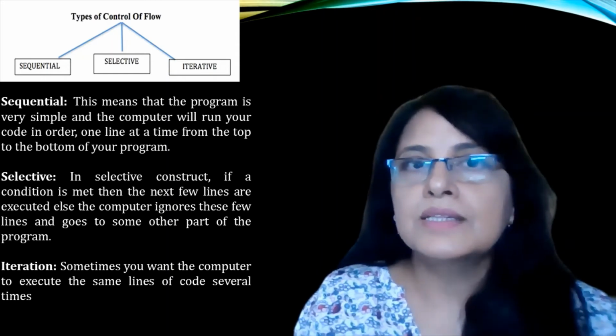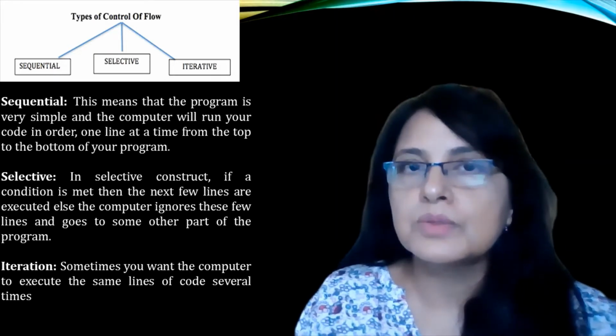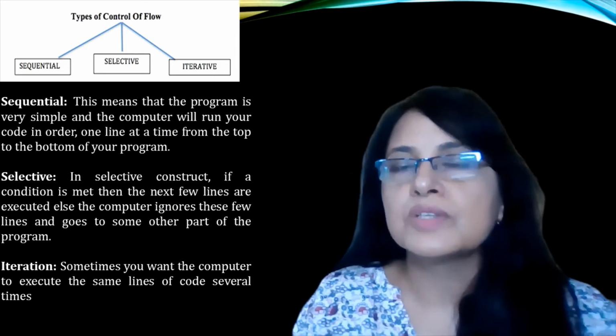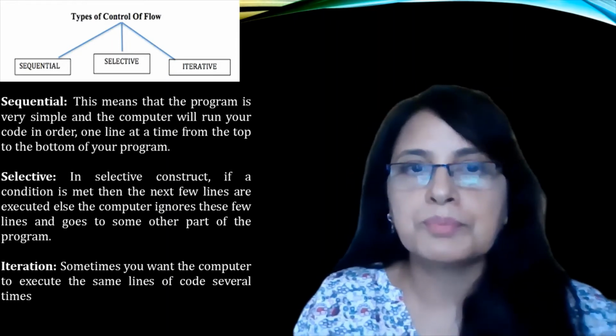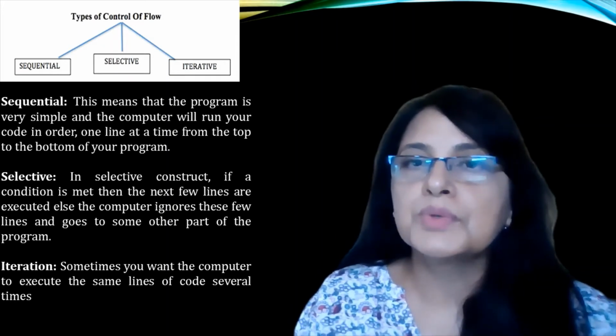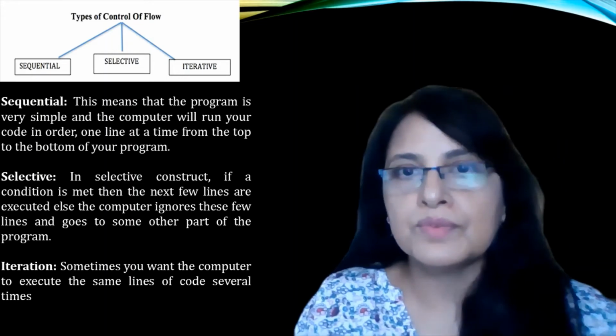Selective means that in this construct, if the condition is met, the next few lines are executed. Otherwise, the computer ignores these lines and goes to some other part of the program. In iteration or iterative construct, we want the computer to execute the same lines of code over and over again.